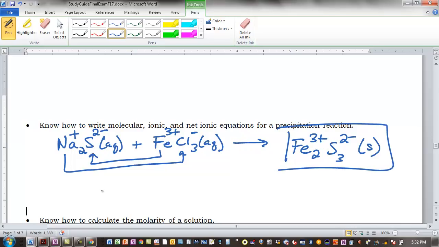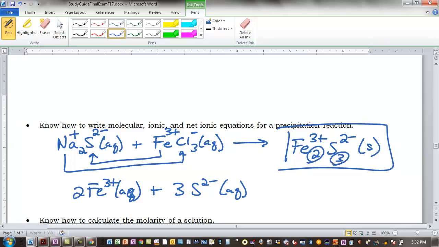And there's a subscript of 2, so we have to have 2 iron 3+ ions, and 3 sulfide ions. Again, these numbers I'm getting from the subscripts. So I must have 2 iron ions combining with 3 sulfide ions to produce that solid. So that's the shortcut way to get to the net ionic without balancing the whole equation.